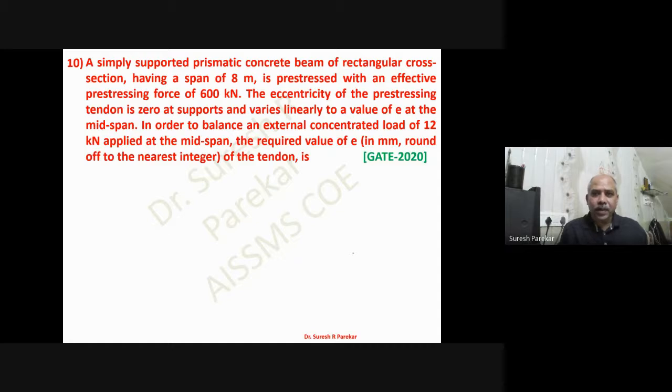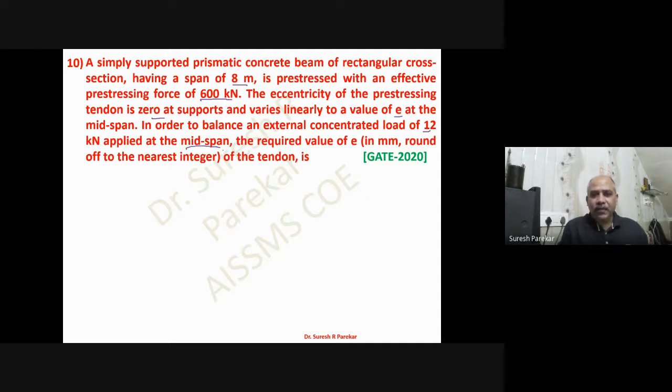Then we have this problem. The pre-stressing force given is 600 kilonewton, the span is 8 meter, and eccentricity is 0 at the support, varying linearly to a value e at mid span, and we have to find e. We have a simply supported beam with a 12 kilonewton load acting at mid span.